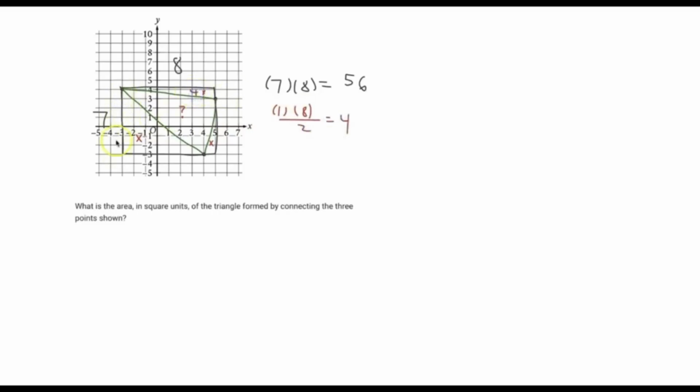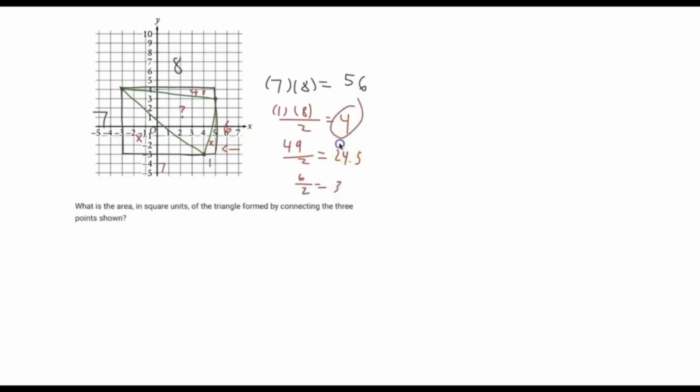And let's try this one over here. This one is 7 down, and it looks like 7 across. So 7 times 7, that's 49 divided by 2, which will give us 24.5. And then our final triangle on this side is going to have a height of 6 and a width of 1. So 6 over 2 will give us the area of 3.